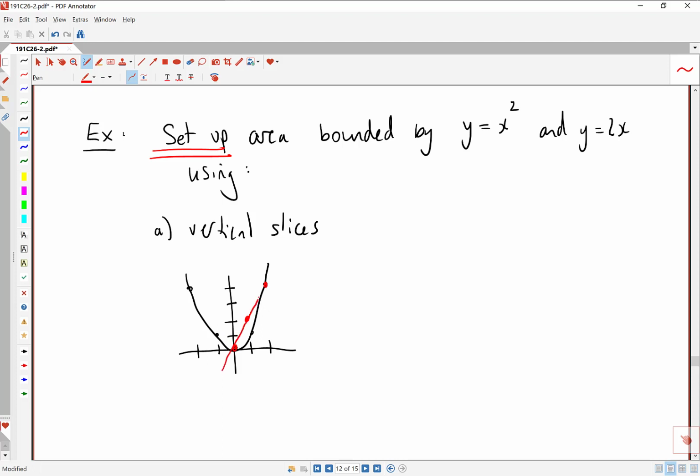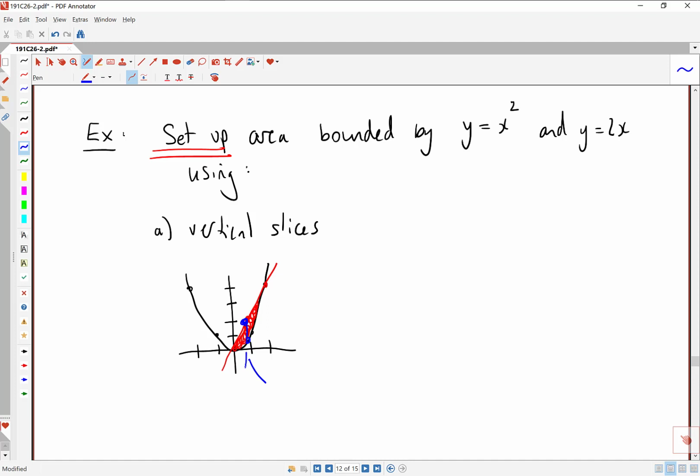Okay, so our line's doing that. And so the area that we're looking for is just the area between those two curves there. So let's say we wanted to approach this using vertical slices. If you want, you can just draw one vertical slice in there to remind yourself what you're doing.